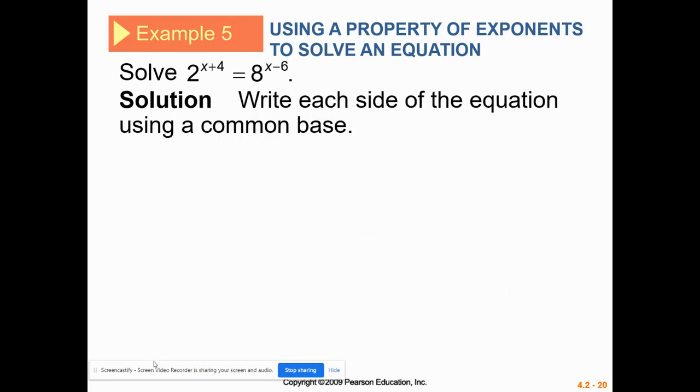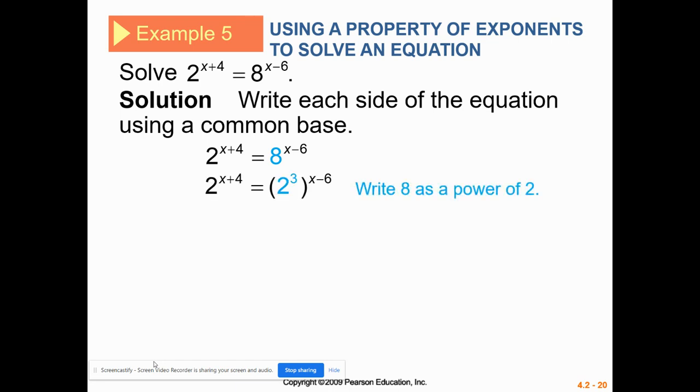Here's another example. 2 to the x plus 4 equals 8 to the x minus 6. I have variables in the exponent spot, so these are definitely exponential equations. So I'm trying to decide, can I rewrite 2 and 8 using the same base? Again, consider the two numbers 2 and 8. Think about the smaller value, 2. Can I rewrite 2 and 8 as 2 to a power? Well, obviously, 2 to the x plus 4 is already using 2 as a base. 8 is the same as 2 to the 3rd power.